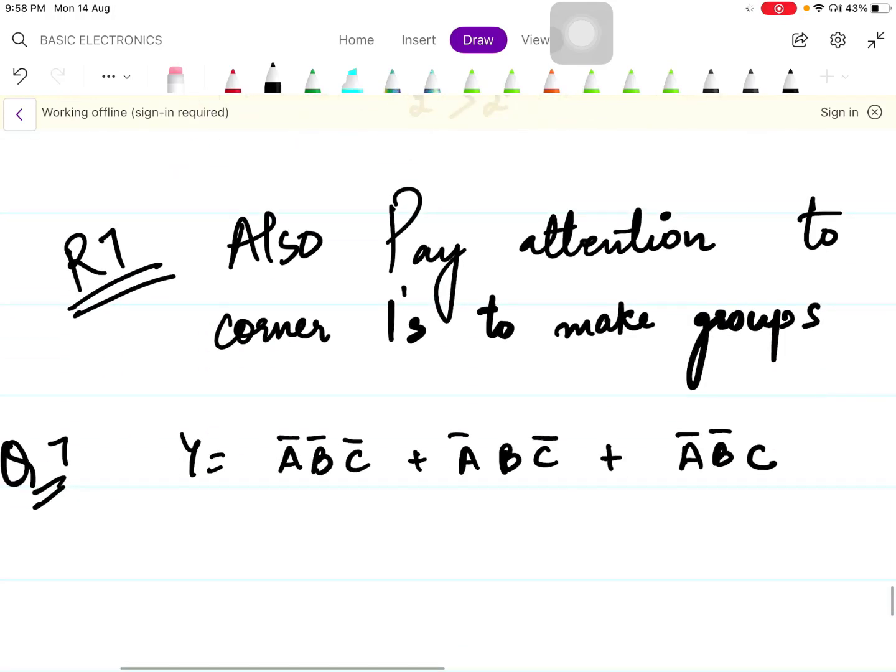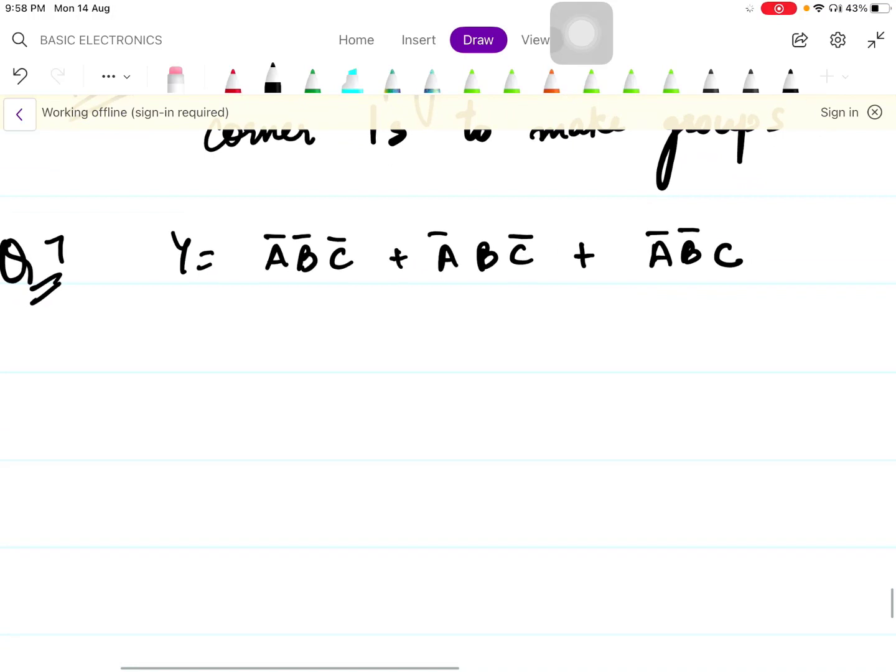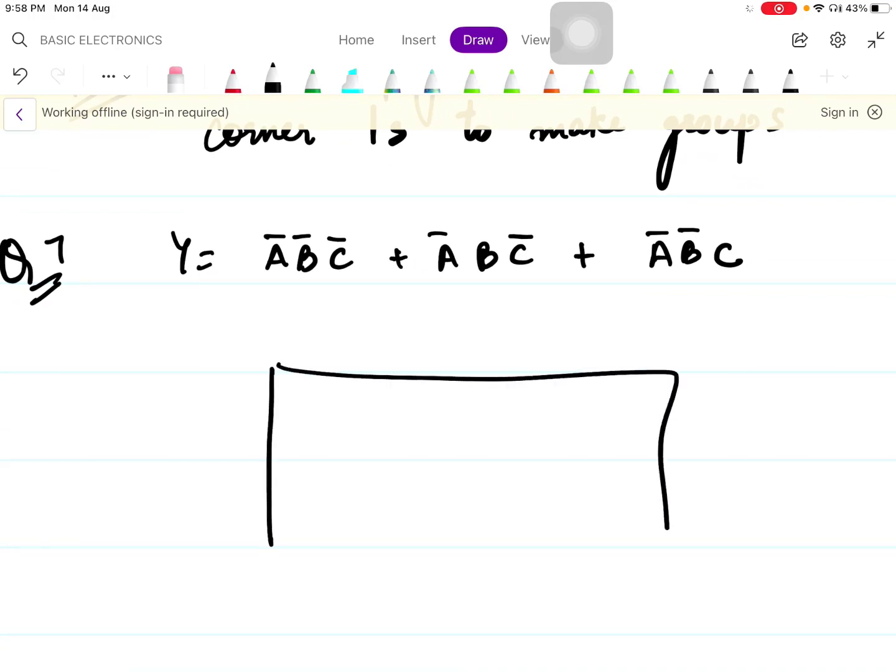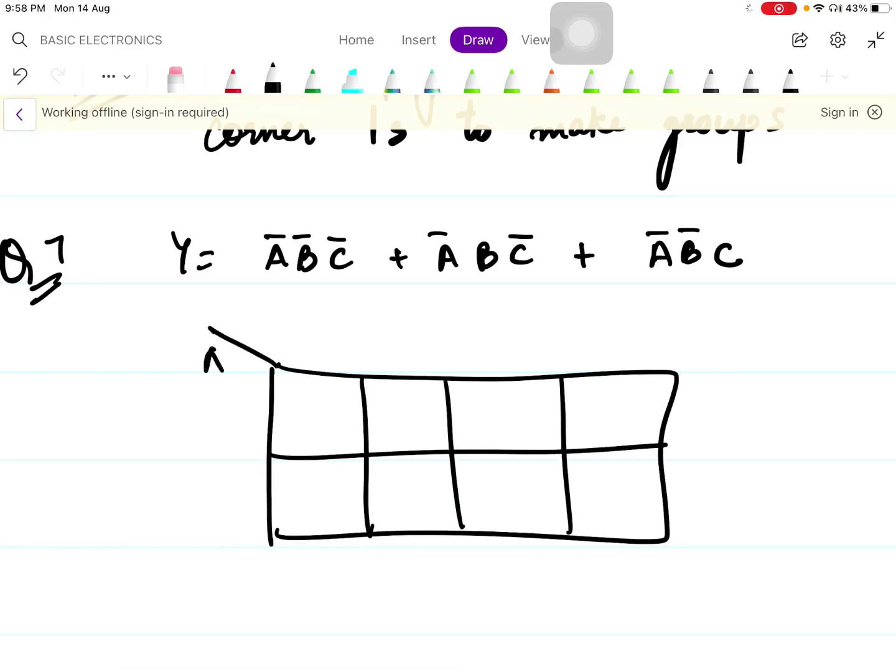Now let's move on to the next question. The next question is in the form of an expression. As you can see, in the expression only three variables are involved. That is why we will draw a three variable K-map and solve this expression by K-map. Let us fill the minterms: A bar, B bar, C bar, A bar, B, C bar, and A bar, B bar, C. So these are the three minterms that we have to fill.